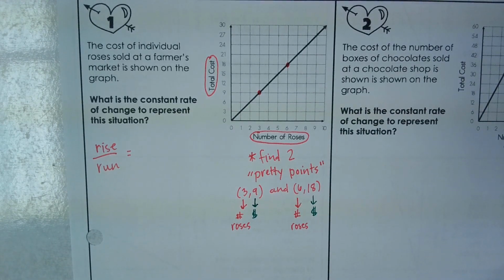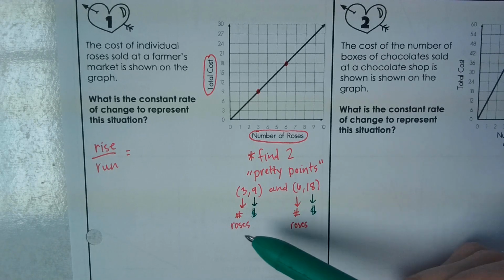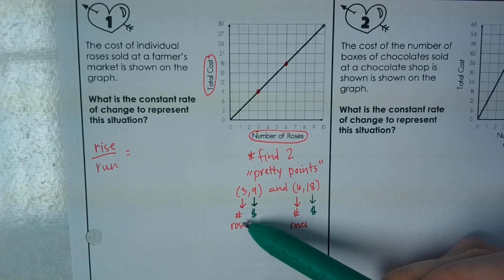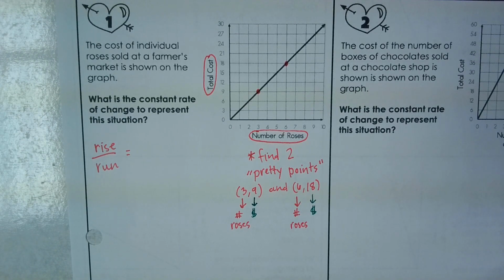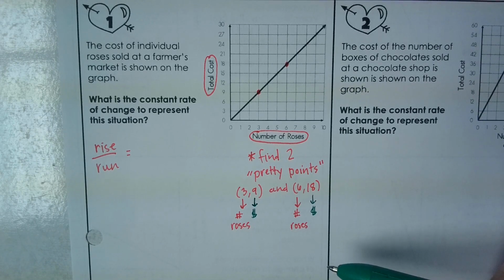So now relate that to real life. 3 and 9 when it comes to roses and money. What does that mean? You get 3 roses for $9. Yes, exactly. And same thing with the 6, 18. What does that mean? You get 6 roses for 18. Yes, very good.